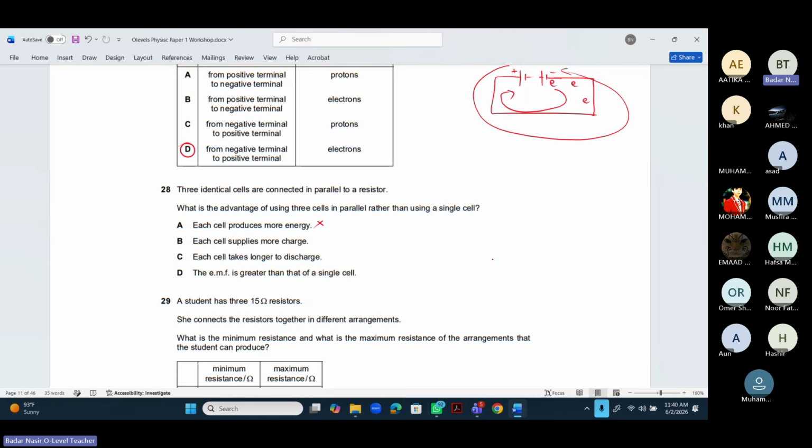So जब आप parallel में connect करते हो तीन cells को तो उनका क्या advantage होता है? Each cell supplies more charge. Each cell takes longer to discharge. So वो ज्यादा देर के लिए चलते हैं. EMF is greater than that. No. तीन अगर 1.5 के हैं तो ओवरऑल जो ये वोल्टेज देंगे that is going to be 1.5 volt. So this is not true either.